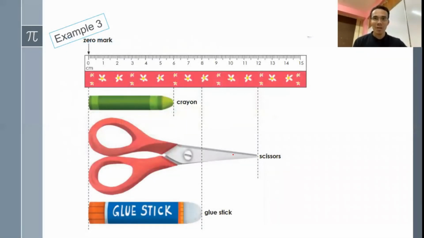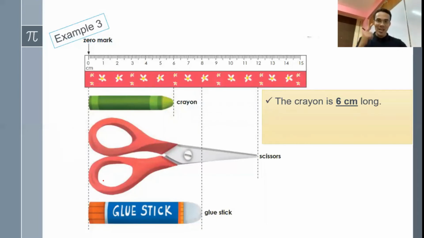Let's have example number 3. I have a 15 centimeter ruler. I also have some objects like crayon, scissors, and glue stick. Okay? And notice also, grade 2, that the 3 objects start at the 0 mark, because that's the proper way of measuring the length of any object. They all start at the 0 mark.